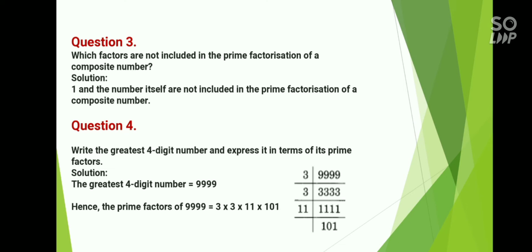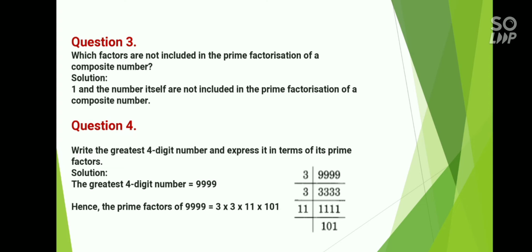The next question, number 3: which factors are not included in a prime factorization of a composite number? It's 1 and the number itself. As we know, when a number is prime, it has two factors, 1 and the number itself. So, 1 and the number itself are not included in the prime factorization of a composite number.